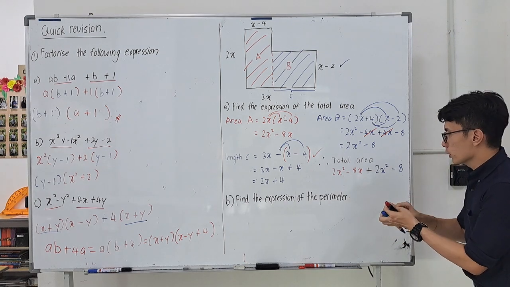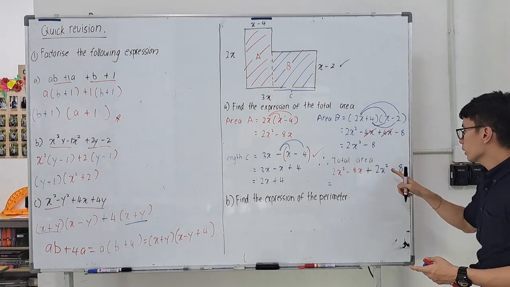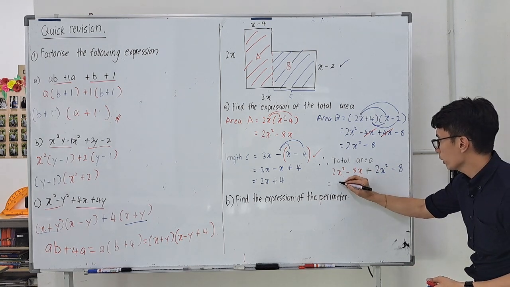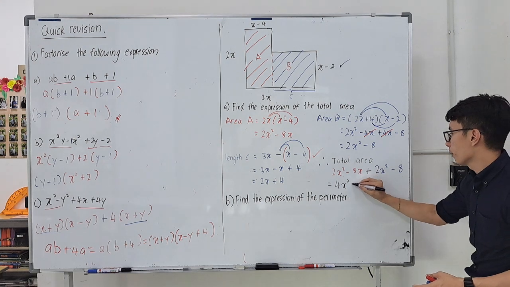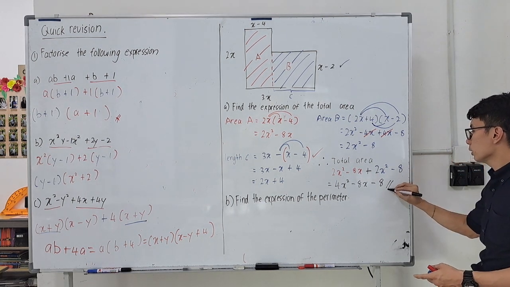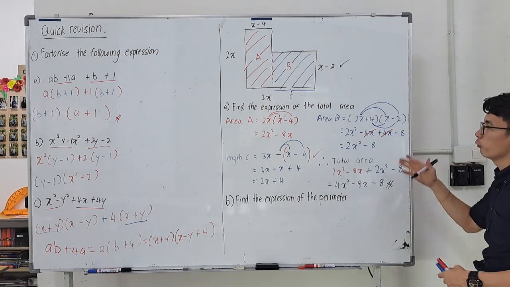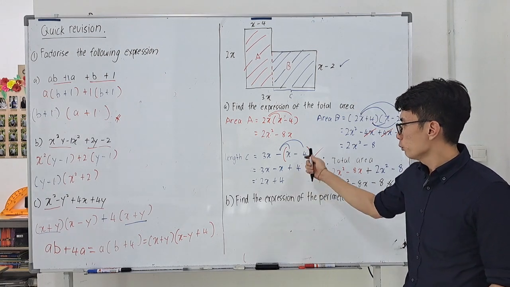So in the end, I'm just gonna add this both up, alright? So 2x squared plus 2x squared, that will give me 4x squared, alright? Minus 8x minus 8. So that is the expression of my total area of the shape, okay? So be careful with this, huh?